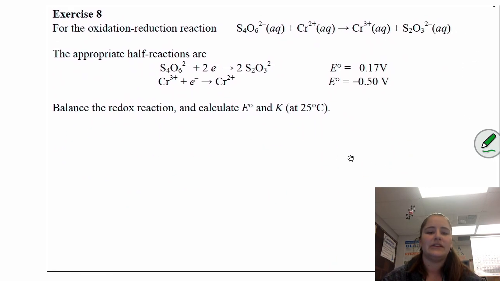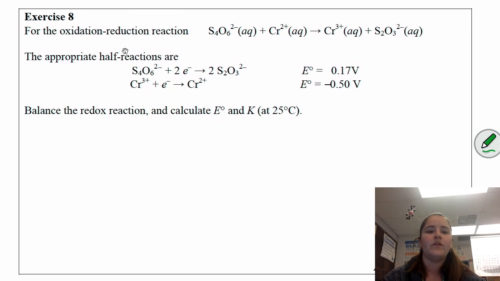Okay, let's look at the example problem. For the oxidation reduction reaction given, here are the half reactions. Balance the redox reaction, calculate E naught and K at 25 degrees Celsius. Okie dokie, here we go.